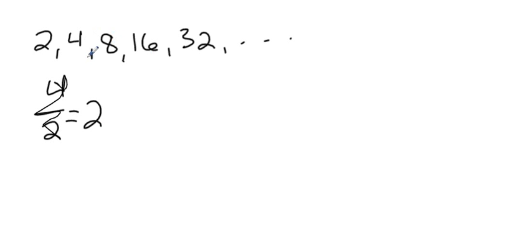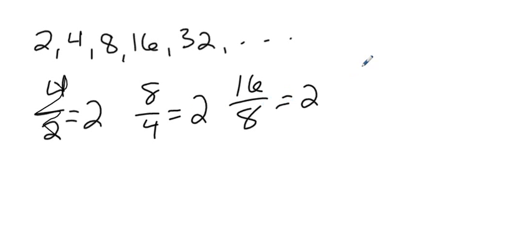Okay, 8 divided by 4. You can clearly see that's 2. 16 divided by 8, well, that's 2. How about 32 divided by 16? The next term divided by the previous term. Well, that's 2 also.